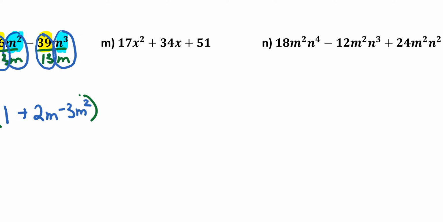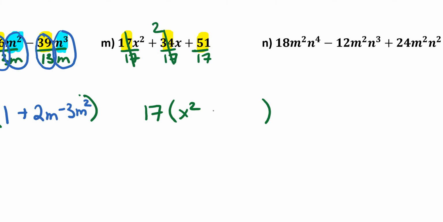And for the next one, I need to focus on the numbers only because every single term does not have a variable. And the biggest number that divides into 17, 34, and 51 at the same time is 17. So 17 is my GCF. So 17 over 17 is 1, so this will be x squared. 34 over 17 is 2, so plus 2x. And 51 divided by 17 is going to be 3, so plus 3 at the very end to finish off.